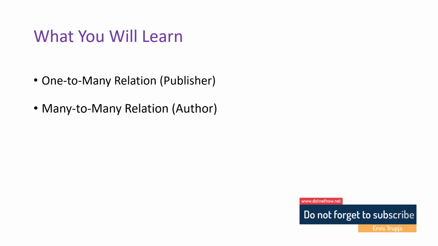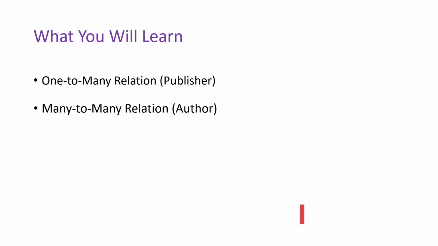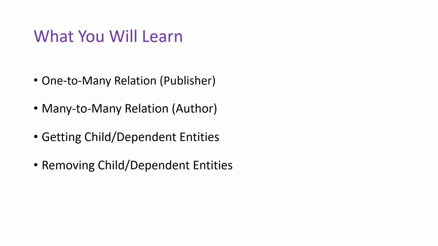Next, you'll add a many-to-many relationship by adding an author entity, and then by the end, you'll learn how to get the child or the dependent entities, and also remove the child entities when you remove the parent one.